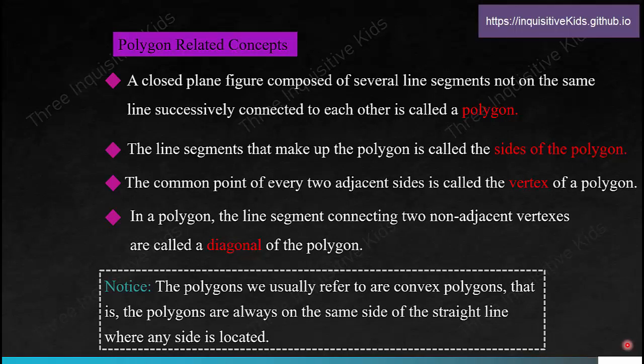Notice, the polygons we usually refer to are convex polygons. That is, the polygon is always on the same side of the straight line where any side is located. Let me explain. With polygons, there are two types. One is called convex polygons, and the other is called concave polygons. Convex polygons are shapes like this, polygons like this, polygons like this.